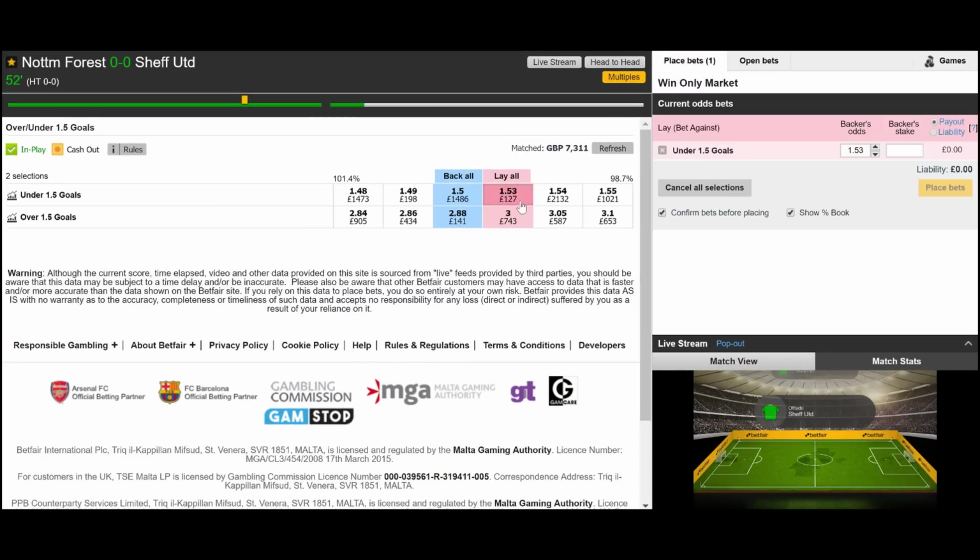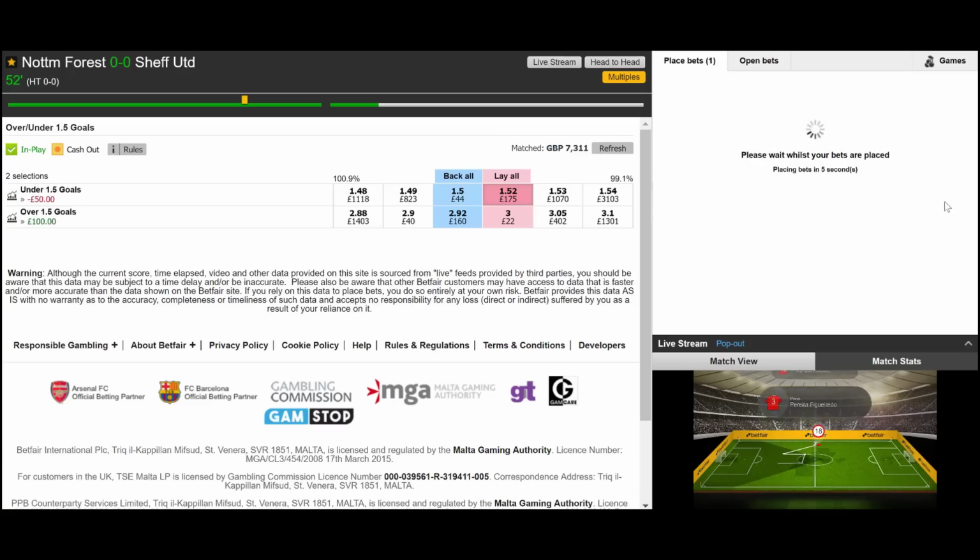So here's a match for the English Championship. It's Nottingham Forest against Sheffield United. And we're going to get involved on the under 1.5 goals market on this one. It's currently 0-0. So we're going to lay under 1.5 goals here at 1.50 with a £100 stake. Gives us £50 of risk.